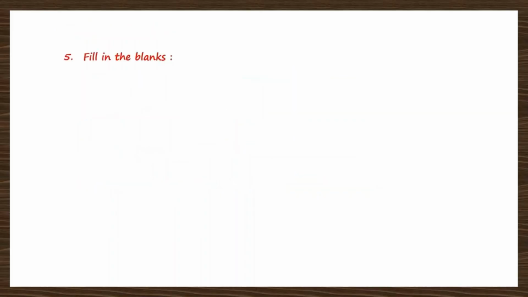Question 5, fill in the blanks. First one, 16 minus 8 into 24. So the first part, since we have brackets here, we have to do 16 minus 8. And what do we get? 16 minus 8 is 8 into 24. So let's write that 8 into 24. Now let's multiply 8 into 24 or 24 into 8 and see what we get.